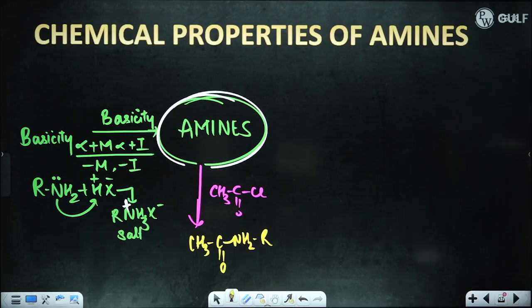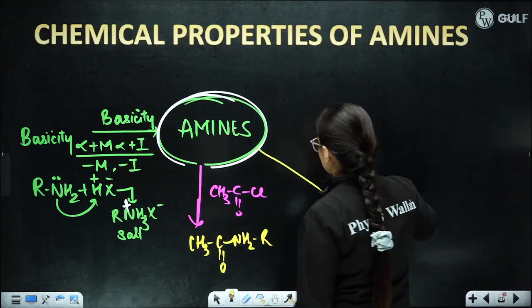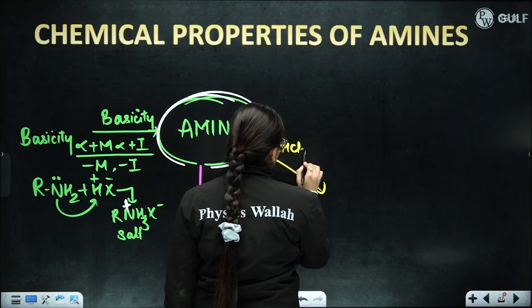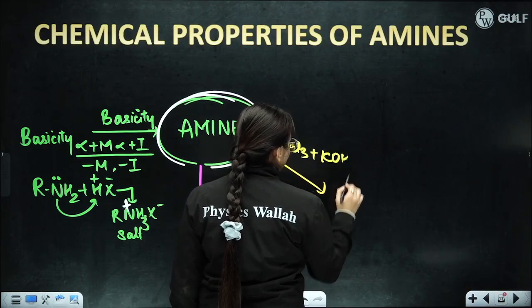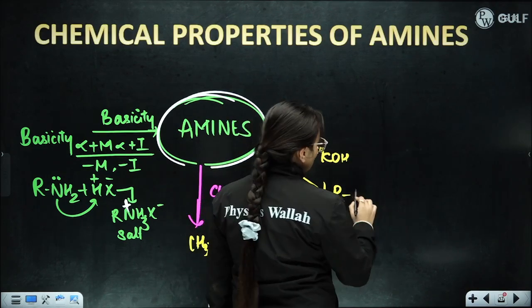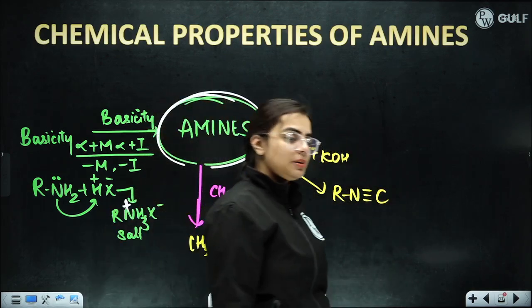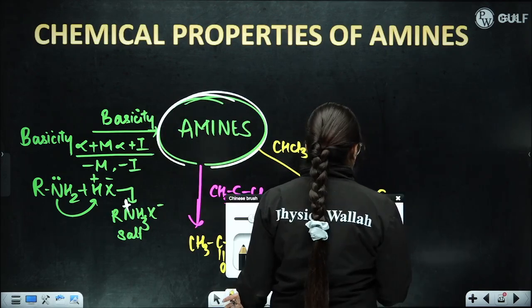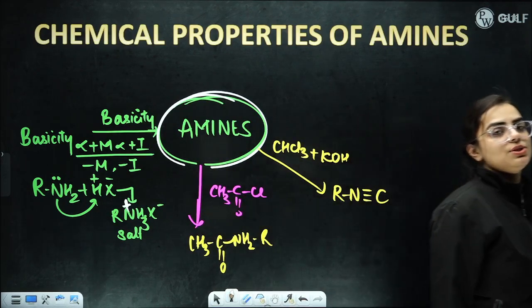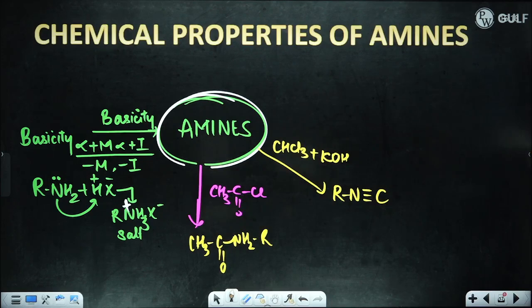Yes, yes ma'am. If you're reacting it with CHCl3 and KOH, this is the carbylamine reaction, or I can say the isocyanide test. So you are going to get this isocyanide, RN triple bond C. This is also one of the chemical properties of amines, I would say. Everyone please kindly write this down.